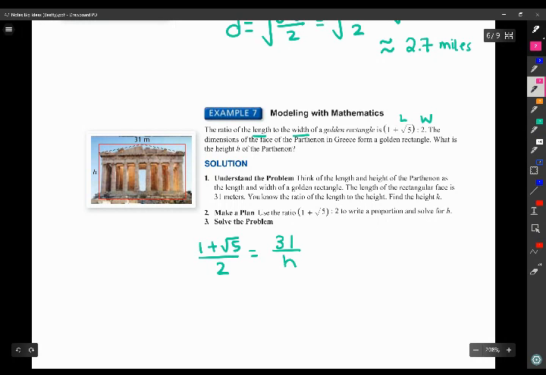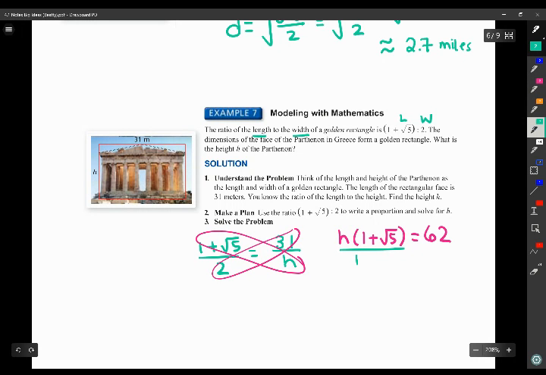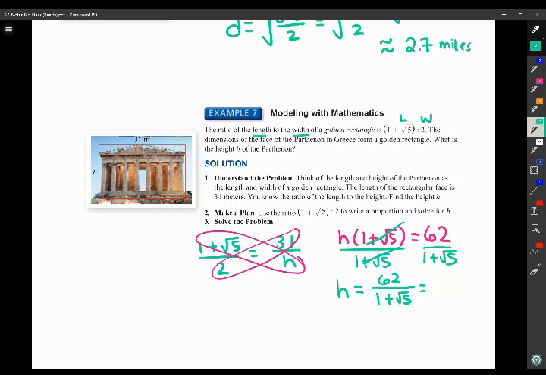And so when you do the cross product, you've got h times 1 plus root 5 is equal to 2 times 31, which is 62. And then we're going to divide both sides by 1 plus root 5. And that cancels out. And then we're going to just solve. So 62 divided by 1 plus root 5. We can just put that in our calculator and get an approximate. So this won't be exact. This will be an approximation.